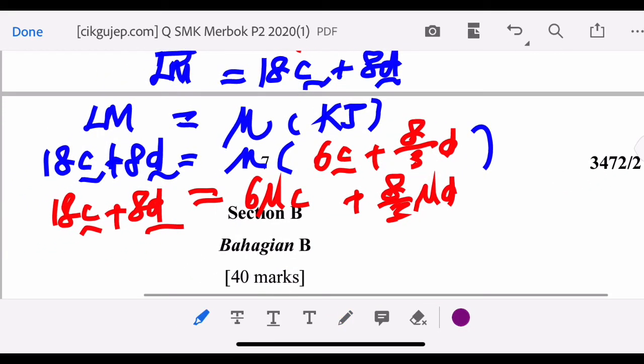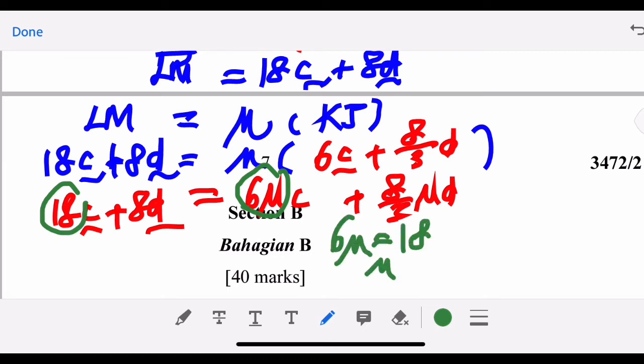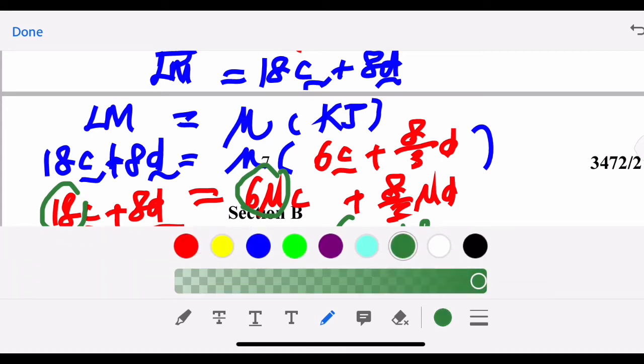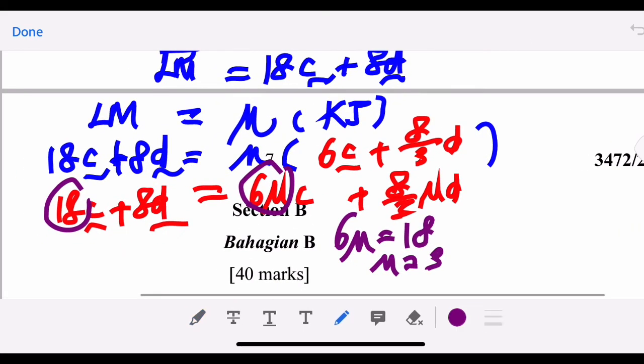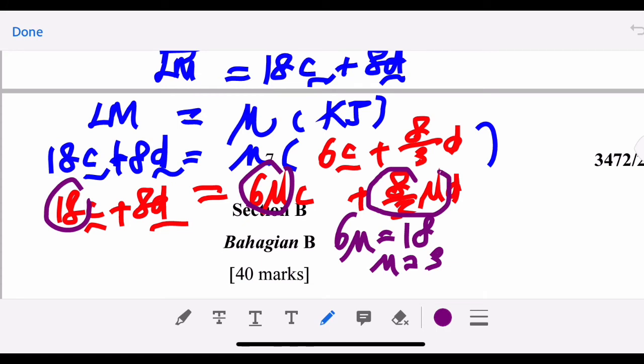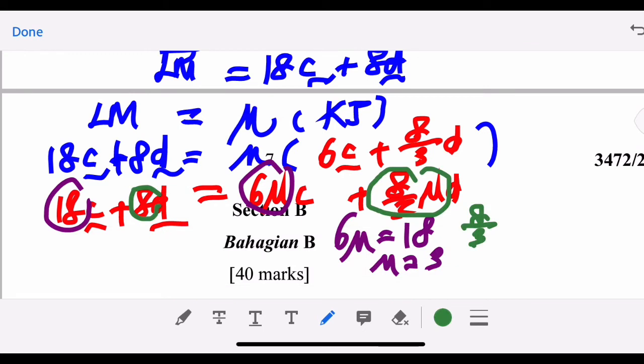So then we will just focus on the vector C, and then we highlight the constant in front of the C, is 6 mu equal to 18. Then we can find the mu, which is 18 over 6, which is 3. So we have to show both are having the same constant. You cannot just find one, because in order to show they are parallel, for component C and component D, they must have the same ratio, right?